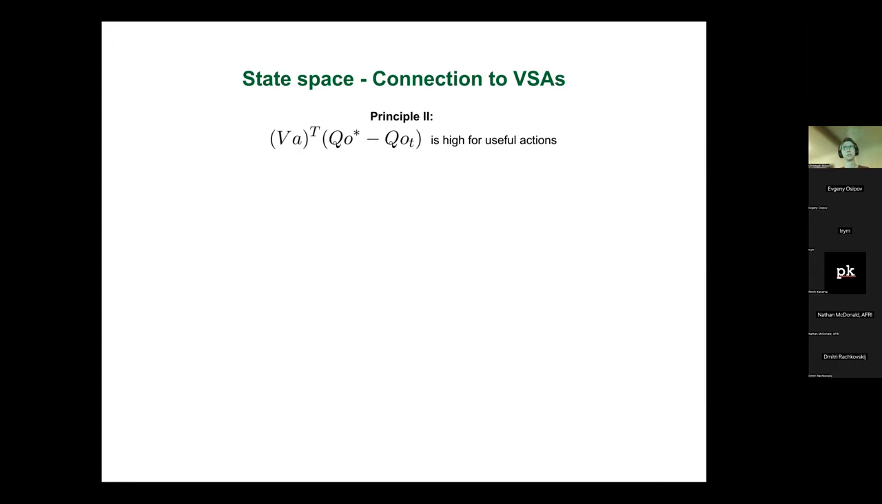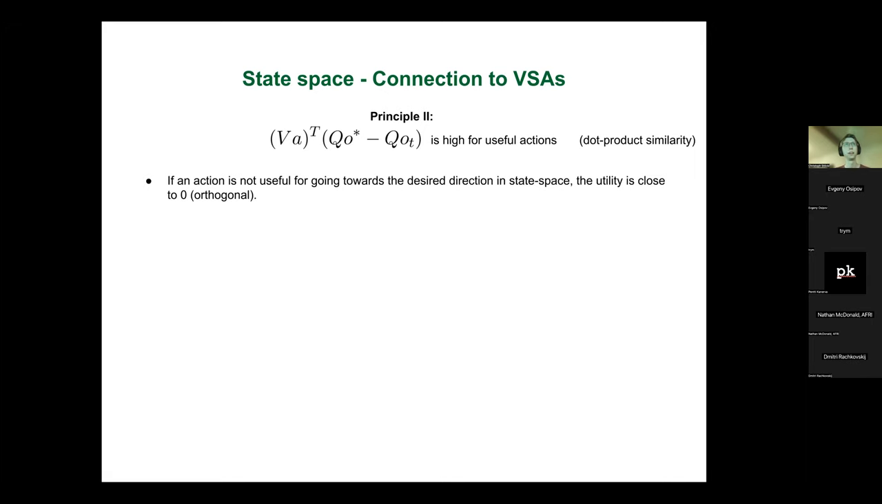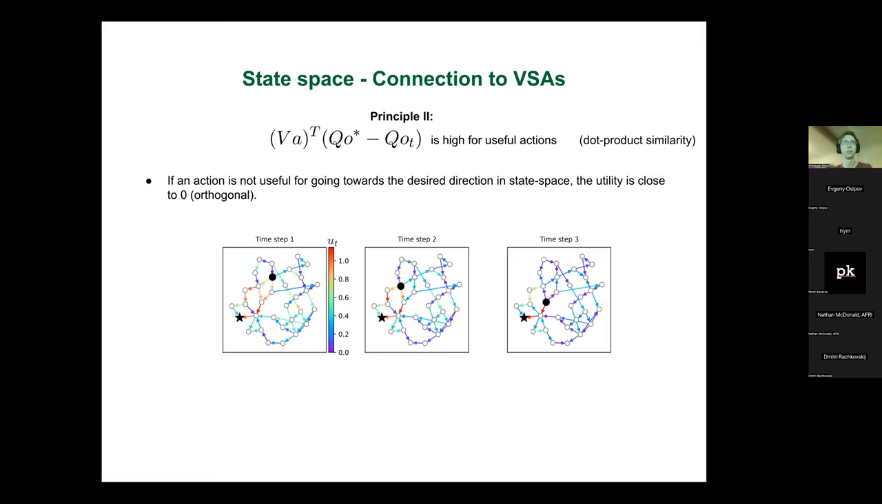Then the second important concept, principle two, is that it uses a dot product similarity, which is also oftentimes used in VSAs, to really figure out which action should be selected then. And here you can see the utilities, so these scores of how useful actions are to actually move towards a target state, plotted on the graph. And you can see that especially the edges pointing from the starting node, which is this black dot, to the star node, which is the target, have high utility scores. And especially in the third time step, you can see that really just the two remaining actions are considered to be very useful, while the others have values which are closer to zero, which would mean that they are somewhat more orthogonal in state space.